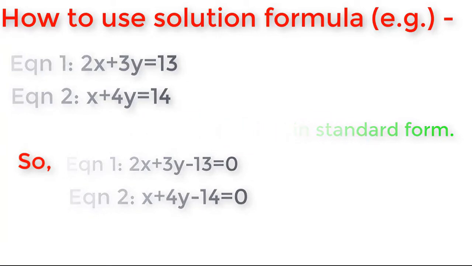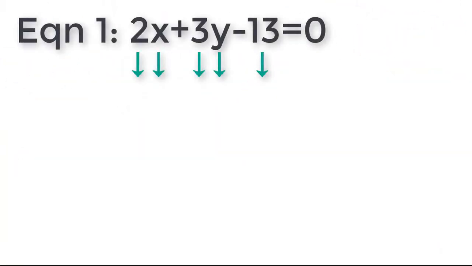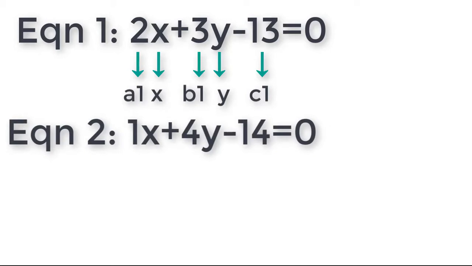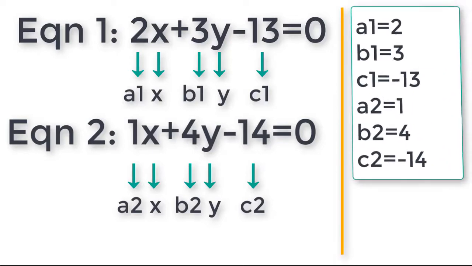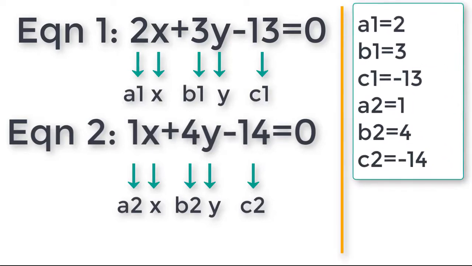is equal to 0. Now in the first equation we have a1 is equal to 2, b1 is equal to 3 and c1 is equal to minus 13, and x and y are variables. And similarly in equation 2 we have a2 equal to 1, b2 equal to 4 and c2 equal to minus 14. You can see the summary in the given table on the right side.